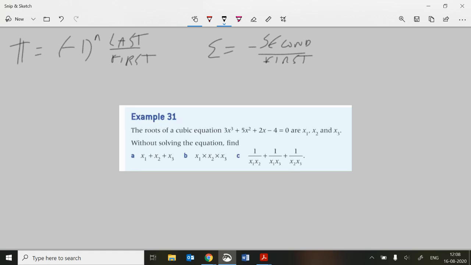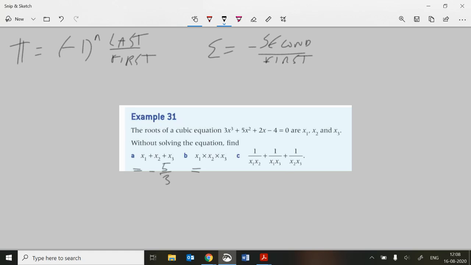Okay, so example 31 says the roots of the cubic equation here are x1, x2, and x3. Without solving the equation, find these things here. So the summation of the roots, again, is the second coefficient, which is 5, divided by the first coefficient, which is 3, and then put a minus in front of it. So there we go, minus 5/3. That's it, that's done.